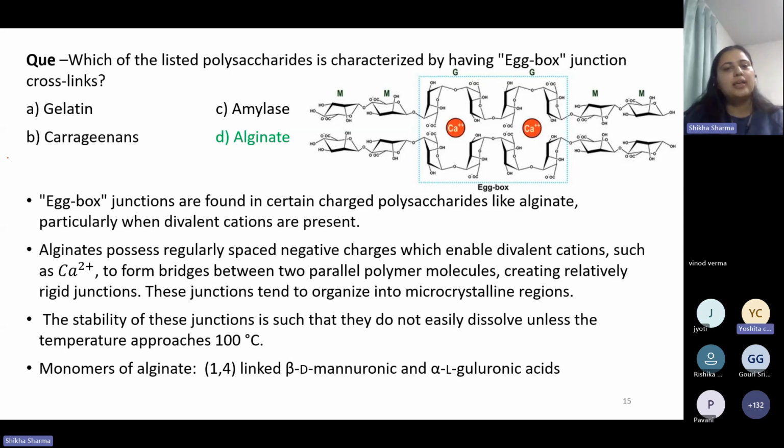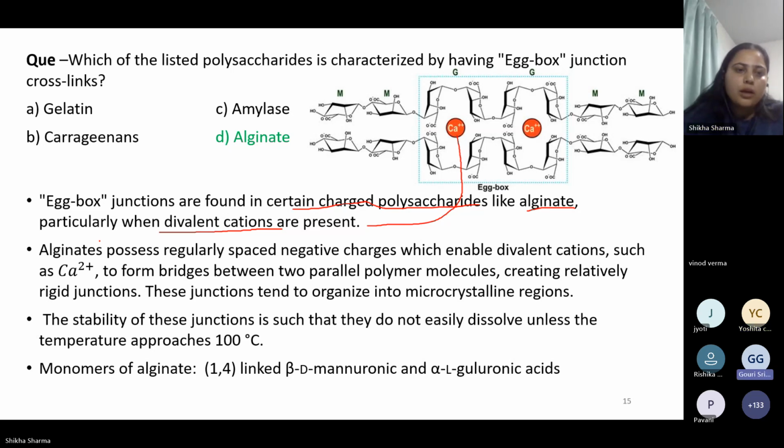What happens? The egg box junction is basically found in certain charged polysaccharides like alginate. Also the pectin structure has the egg box junction. So we find this kind of structure in charged polysaccharides like the alginates, where we have divalent cations. Here it's the calcium. So calcium is a divalent cation. Then the alginate possesses regularly spaced negatively charged groups which enable a divalent cation like Ca2+ to form bridges between two parallel polymer molecules.